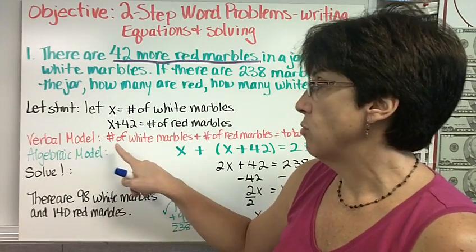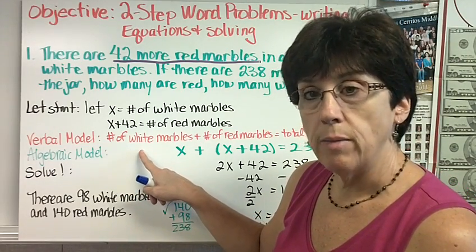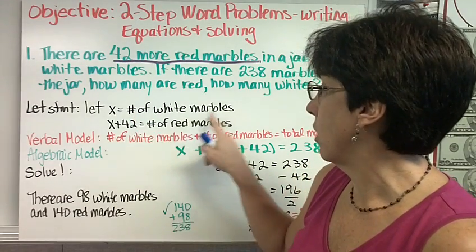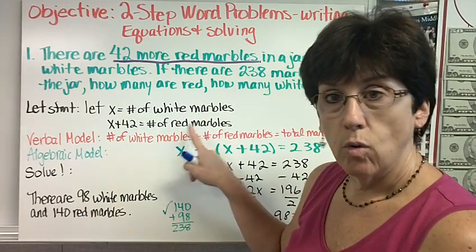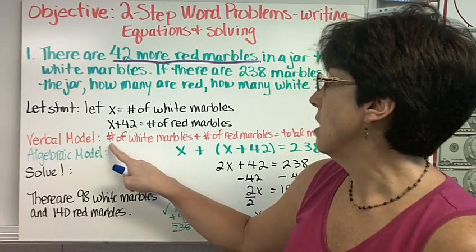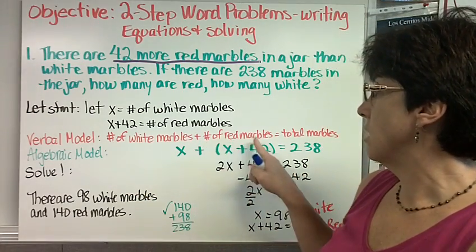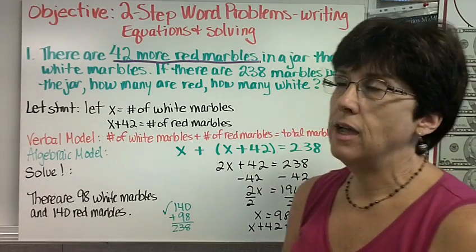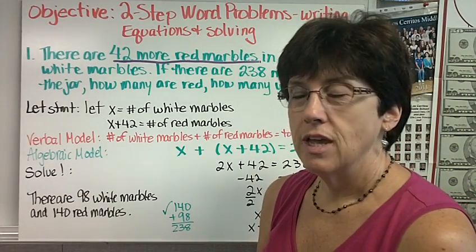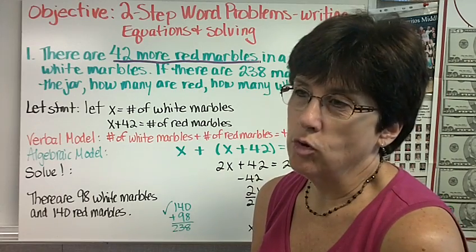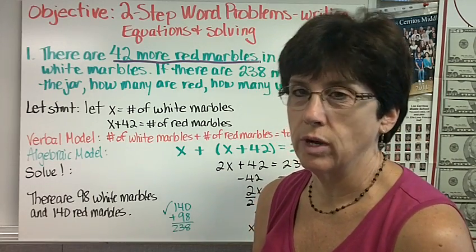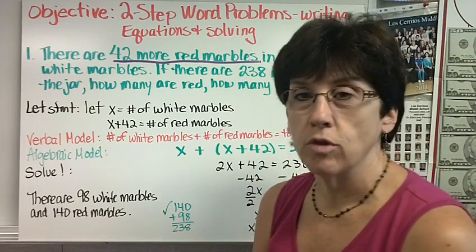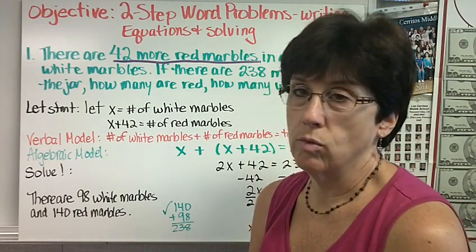The next step is my verbal model, which are the words, and the words come after the equal sign. So look at the words after the equal sign. Number of white marbles, number of red marbles. Well, that's exactly what my verbal model is. The number of white marbles plus the number of red marbles equals the total marbles. And remember, I just write total whatever. It's not good grammar. It's just kind of funny to me, total whatever, because you can't just write one word. We could write total number of marbles in the jar, but I don't want to write that much.